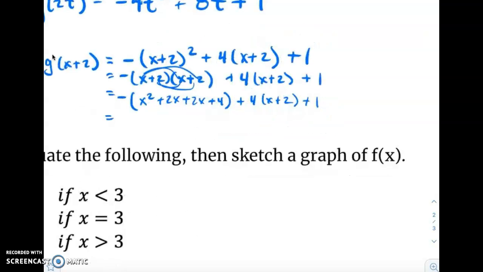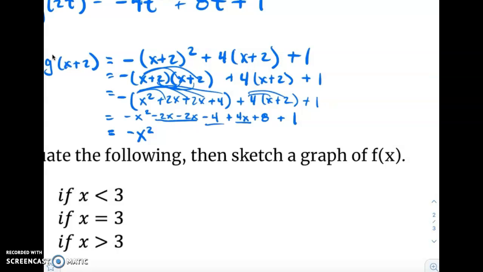Okay. From there, let's distribute the negative and distribute the 4. So I just distributed the negative. Now I'm going to distribute the 4. And you have plus 1. And then collect like terms. So I'm getting negative x squared. If I put these x's together, they actually cancel. If I put the numbers together, I get 5. So g of x plus 2 is negative x squared plus 5.